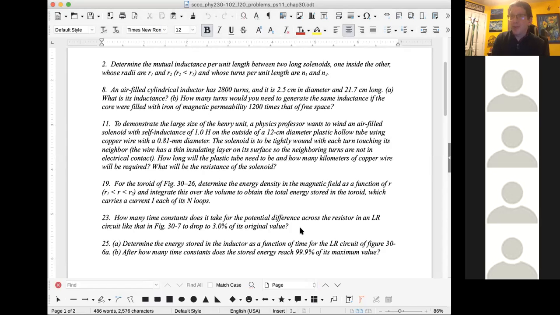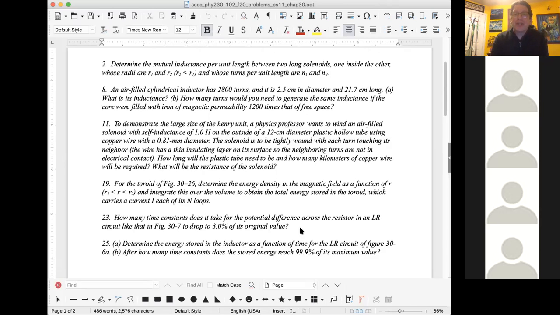So the first is a mutual inductance problem. You're asked to determine the mutual inductance per unit length, so basically M divided by script L, between two long solenoids, one inside the other, whose radii are R1 and R2. R1 is the big radius and R2 is the small radius, and whose turns per unit length are N1 and N2. And again, the check with mutual inductance is if you work both ways, do you get the same answer?